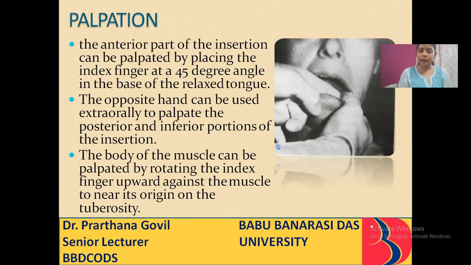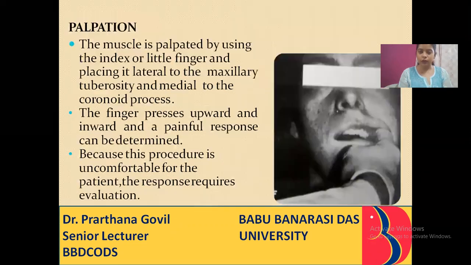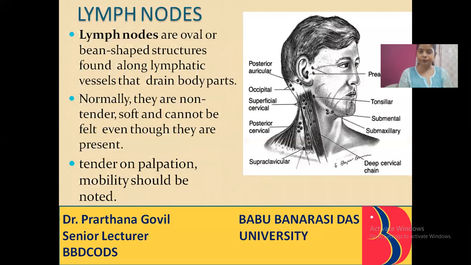The body of the muscle can be palpated by rotating the index finger upward against the muscle to near its origin on the tuberosity. Talking about the external pterygoid muscle, it has 2 parts: one begins on the greater wing of the sphenoid bone and the other originates from the lateral surface of the pterygoid plates. Now, they insert on the neck of the condyle and the articular disc of the TMJ. The muscle is palpated by using the index or the little finger and placing it lateral to the maxillary tuberosity and medial to the coronoid process. The finger presses upward and inward and the painful response can be determined.